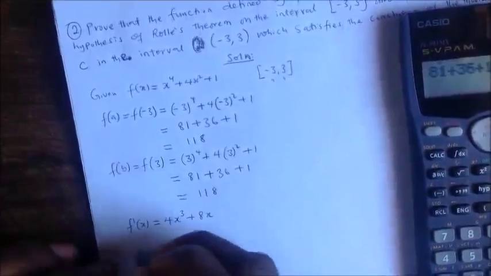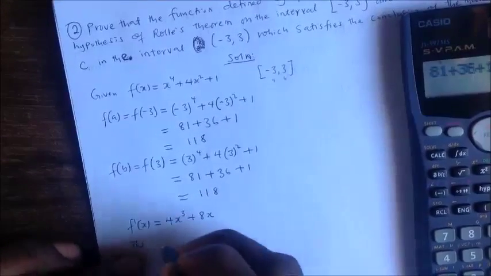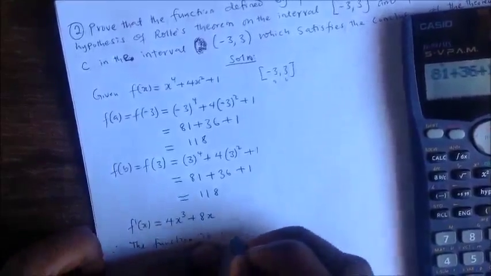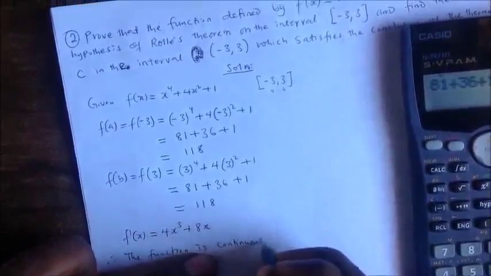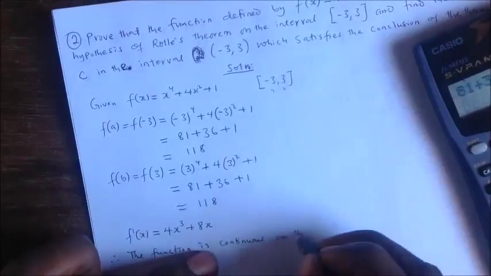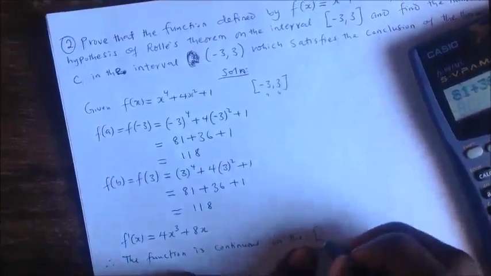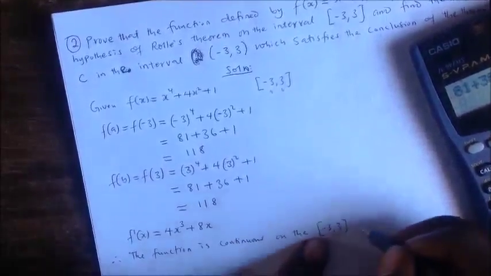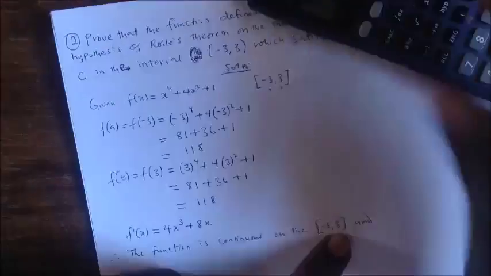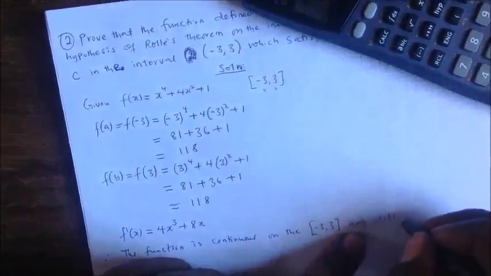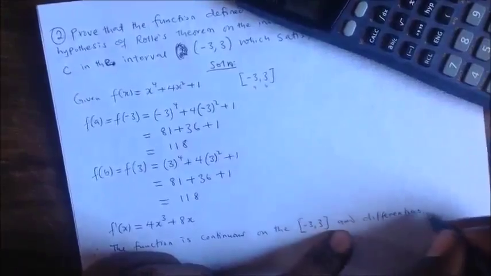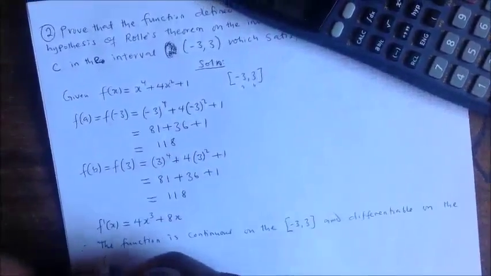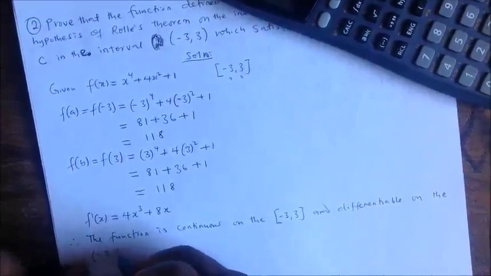So now we should say therefore the function is continuous on the, remember, closed interval negative 3, 3, and differentiable on the open interval minus 3, 3.